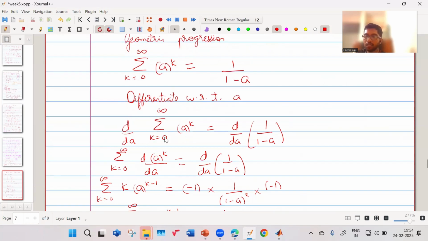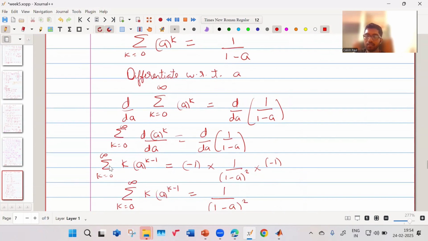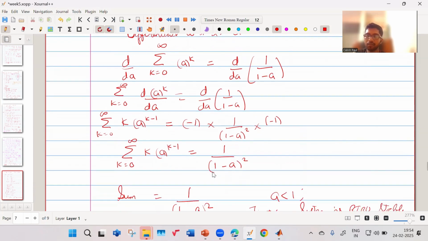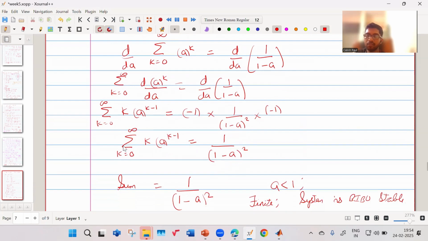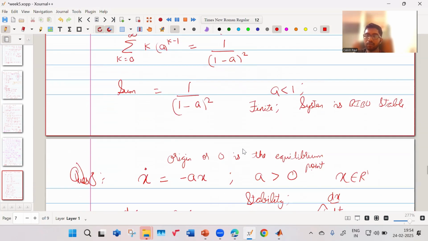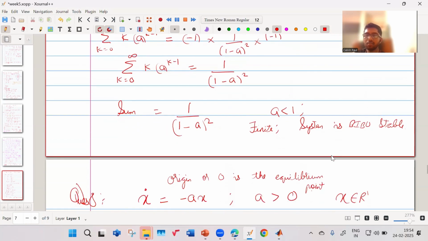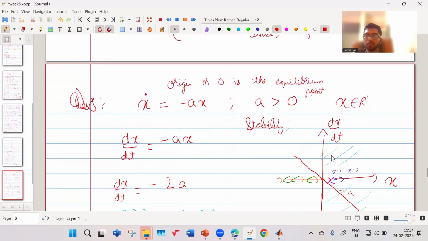Because the sum is only dependent on k, it's not dependent on t, we can put the derivative inside. Then this becomes k into a raised to k minus 1, etc. And when we find the derivative of the right side, it becomes 1 upon 1 minus a whole square. So the summation over k equal to 0 of k into a raised to k minus 1 is equal to 1 upon 1 minus a whole square. It is a finite number because a is less than 1. So finite, we can say that the system is BIBO stable, right?